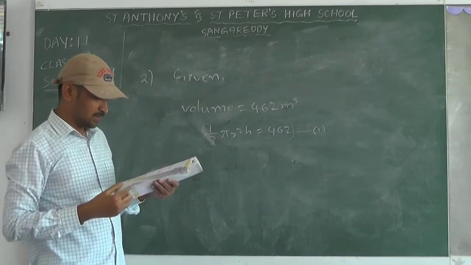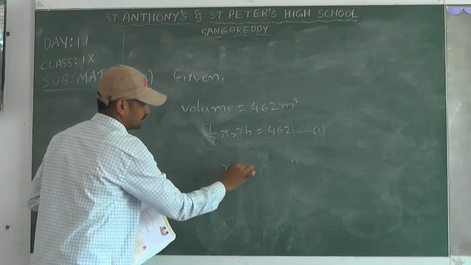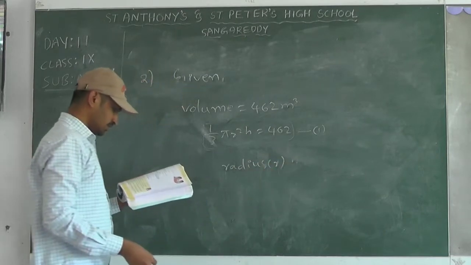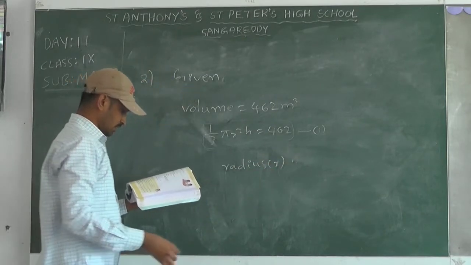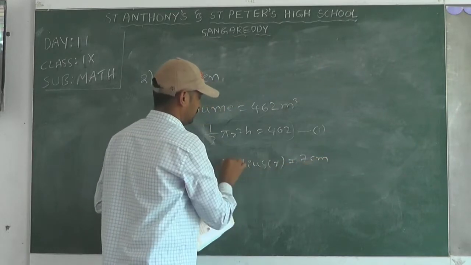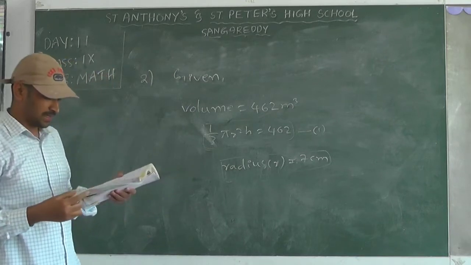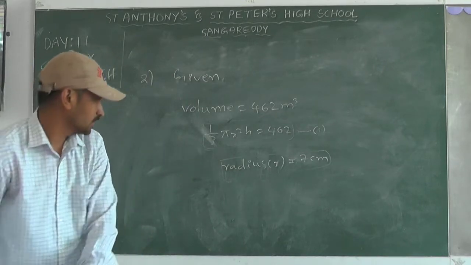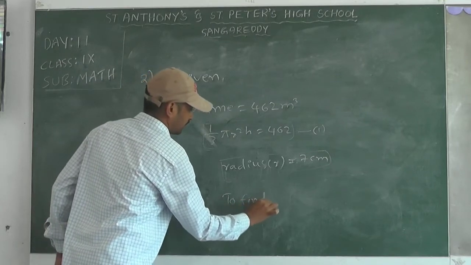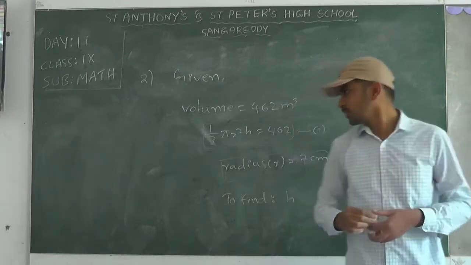Next, the base radius is given: radius of the base, small r, equals 7 centimeters. So what do you have to find? Find its height. To find the height of the cone, what do you have to do?